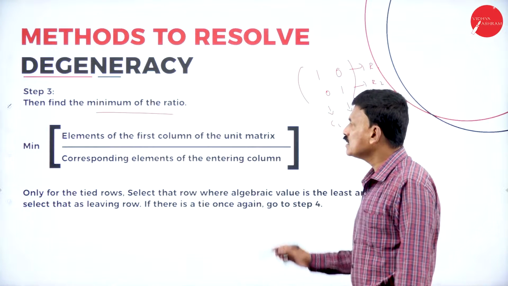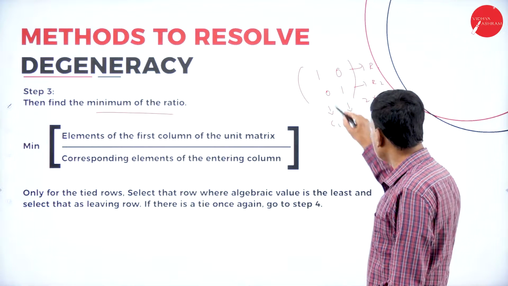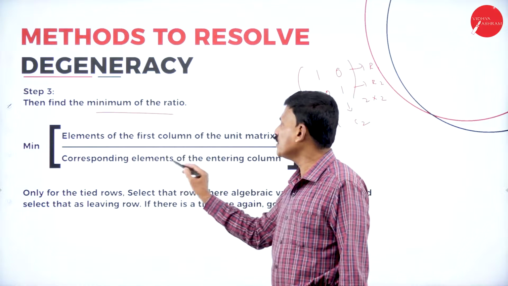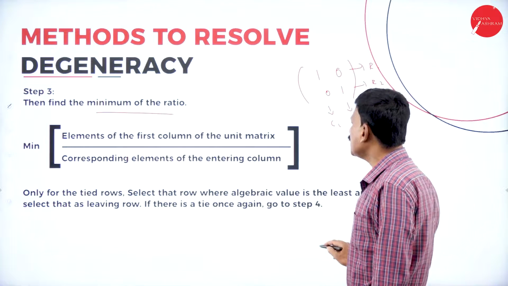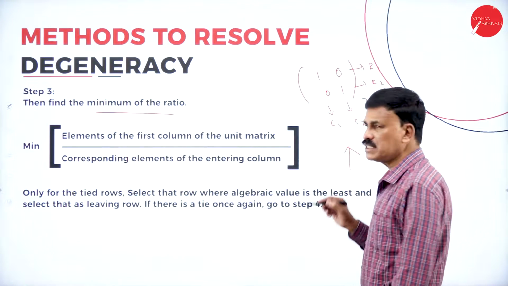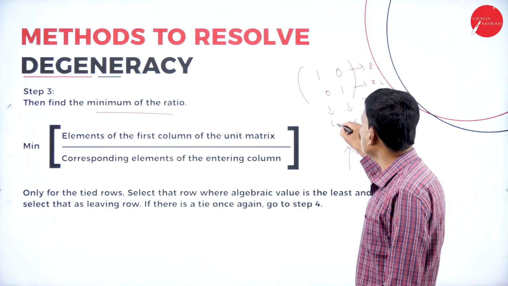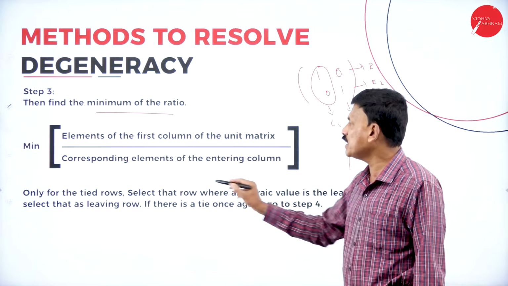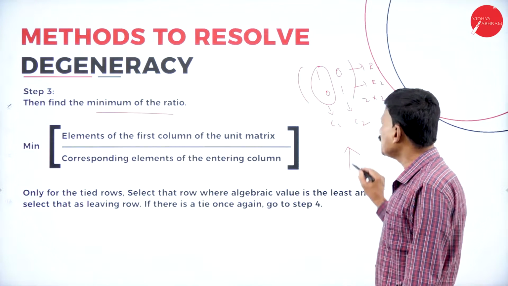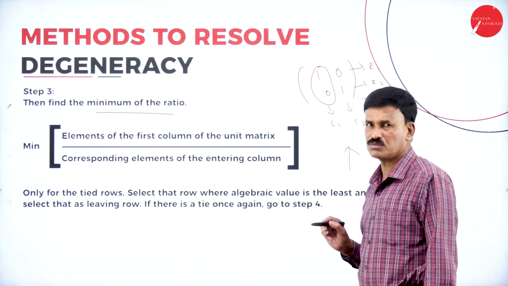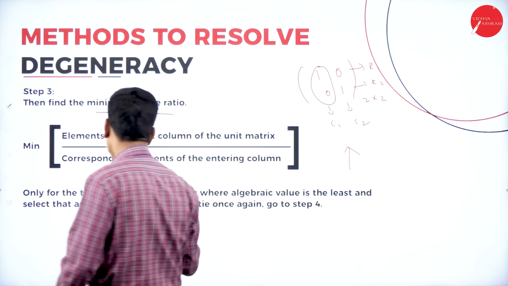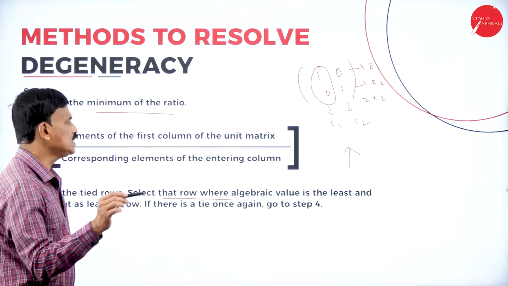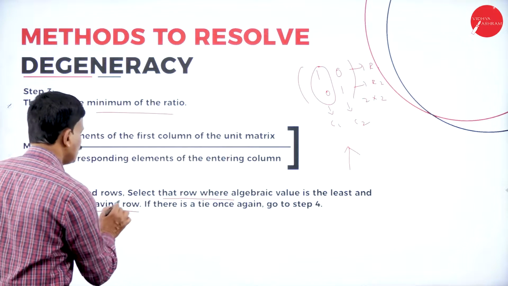Now consider the elements of the first column of the unit matrix divided by the corresponding elements of the entering column. So here the elements of the first column of the unit matrix are divided by the corresponding elements of the entering column. Now only for the tie rows, select the row where the algebraic value is the least, and select that as the leaving row.